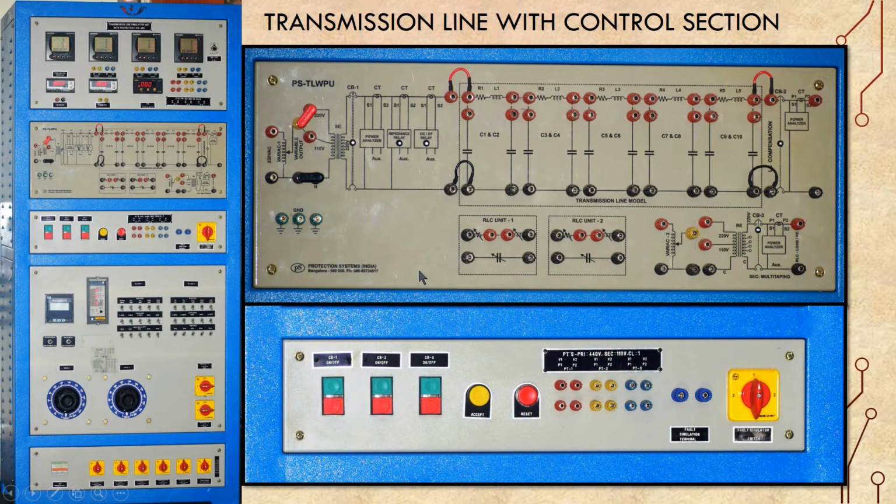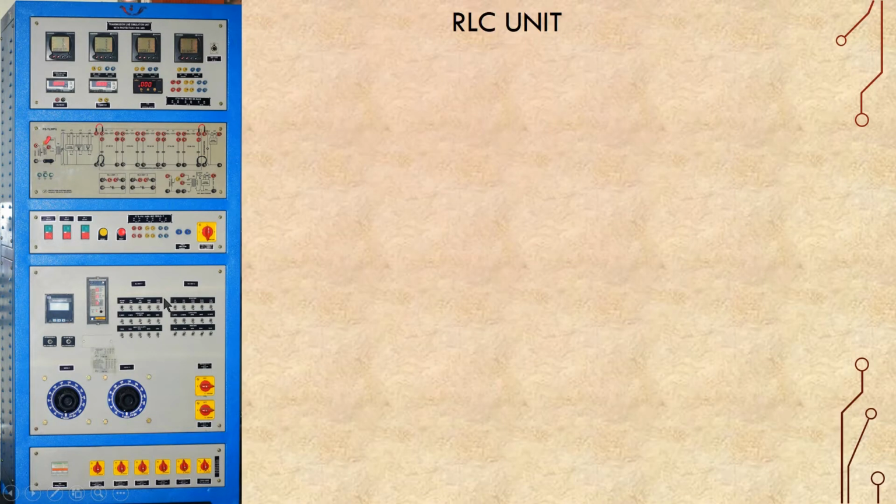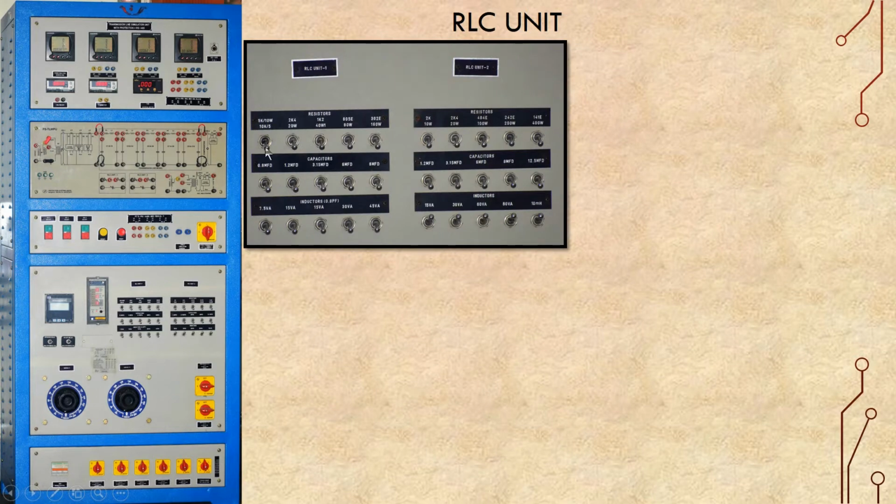So each R is variable, each L is variable, and each C is variable, and the variable switches are given here, which I am showing you. The RLC unit R switches are this one, C switches are this one, L switches are this one, and these are all 3 switches of RLC unit 1 and all 3 switches of RLC unit 2.